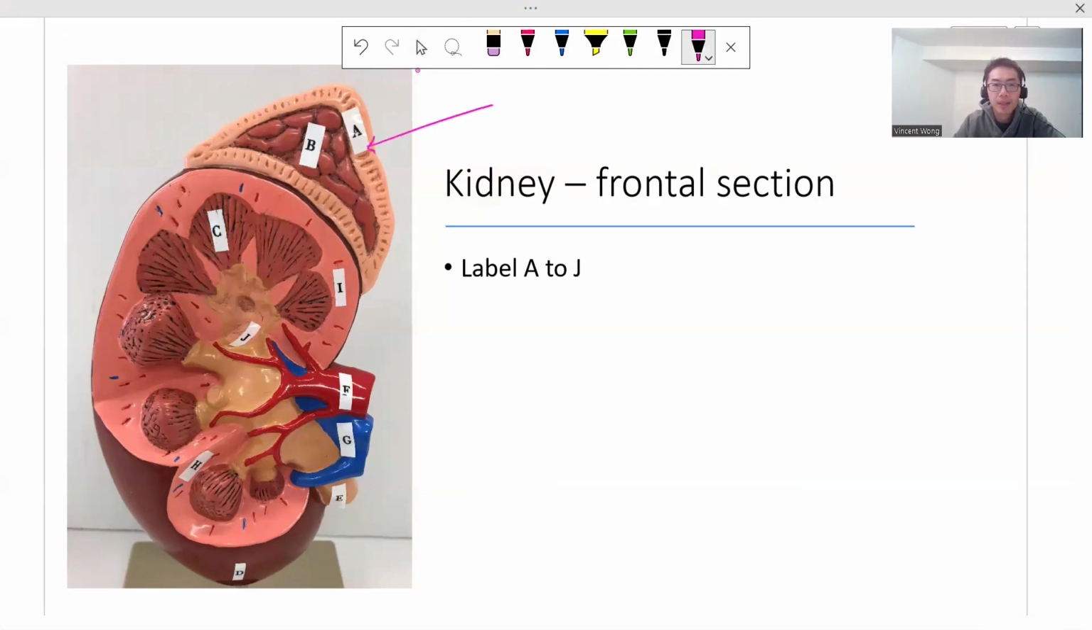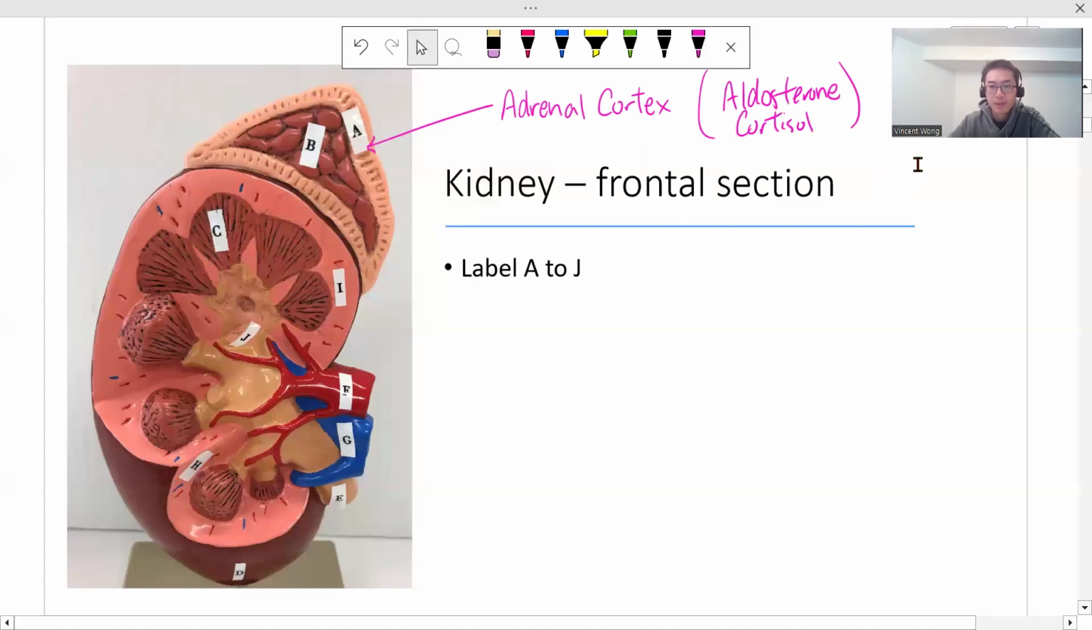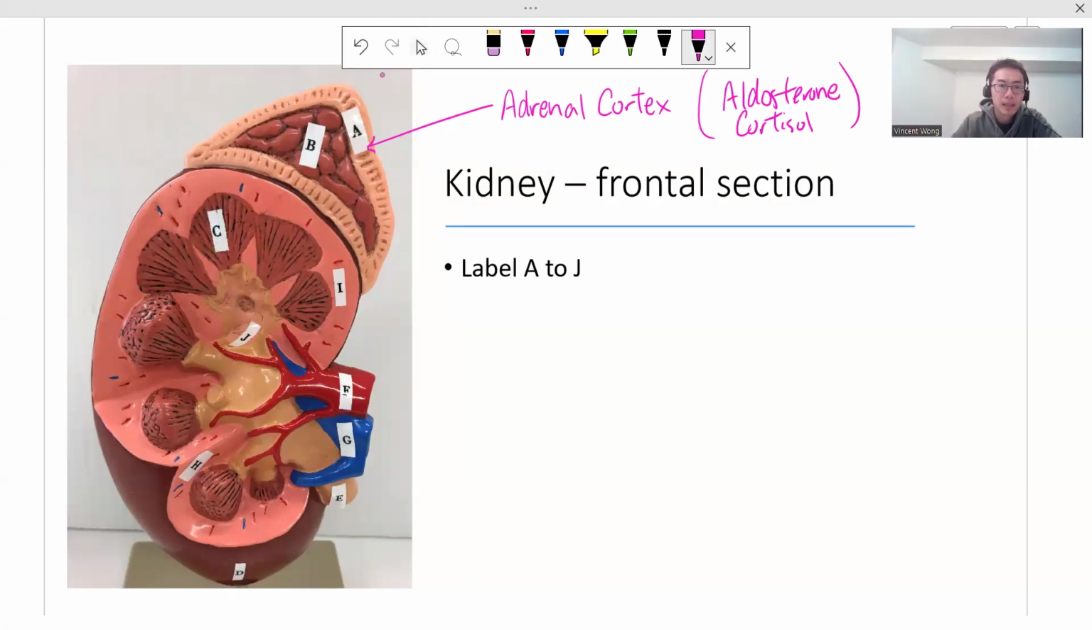A here, that is the adrenal cortex, right? Adrenal cortex, which, by the way, secretes things like aldosterone and cortisol, right? I'm just trying to pack in as many things as possible. It serves as kind of a review for you as well. B over here, that is the adrenal medulla. And it secretes epinephrine and norepinephrine.